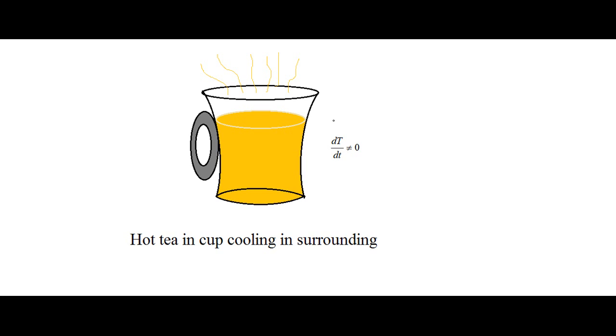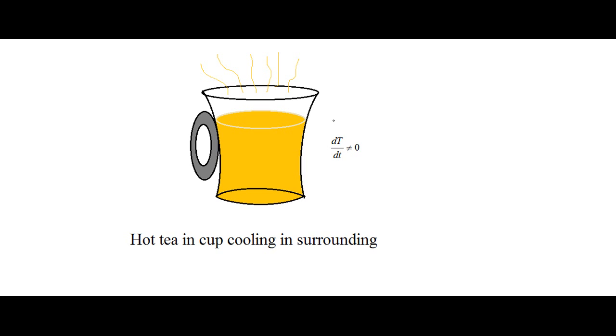Now the unsteady state heat transfer mechanism itself is composed of two subcategories. Those are lumped system heat transfer mechanisms and non-lumped system heat transfer mechanisms. So one subcategory is the lumped system unsteady state heat transfer mechanism. Now what is a lumped system heat transfer mechanism?